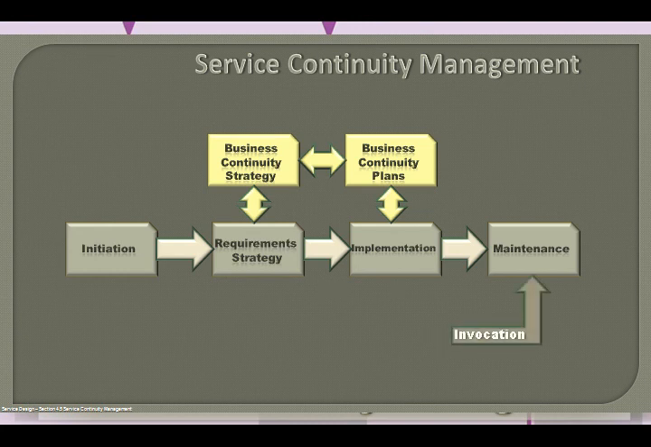This illustration depicts the service continuity process. The process is initiated by management, which then engages in a requirement strategy that is implemented and maintained. Management establishes parameters, policies, and guidelines around the invocation of the plan. IT continuity and implementation processes are fed by and complement business continuity strategies and plans.